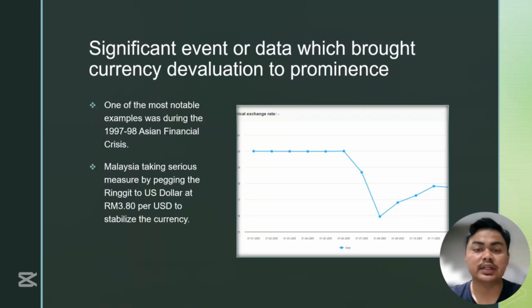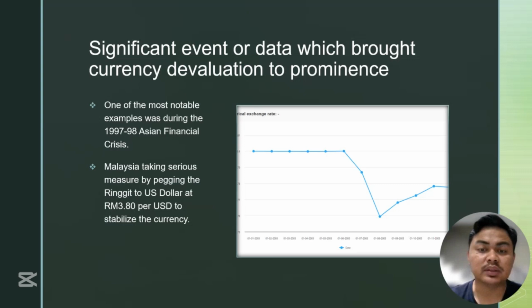So we look at the significant events or data which brought currency devaluation to prominence. Firstly, the Malaysian ringgit has experienced significant devaluation events that have brought it to prominence. One of the most notable examples was during the 1997 to 1998 Asian financial crisis. During this period, the ringgit plummeted in value, leading to a crisis of confidence among investors.